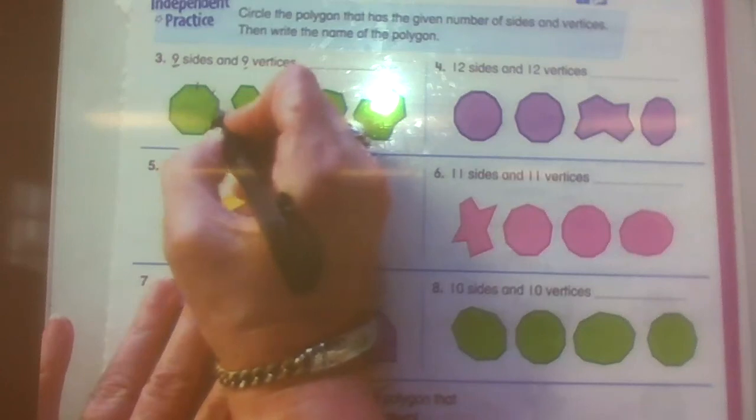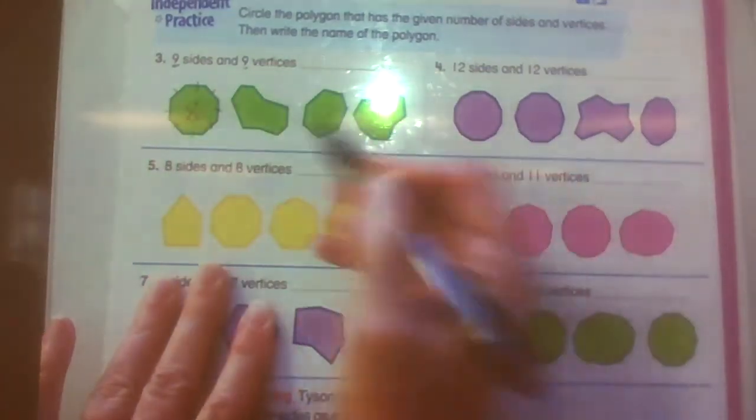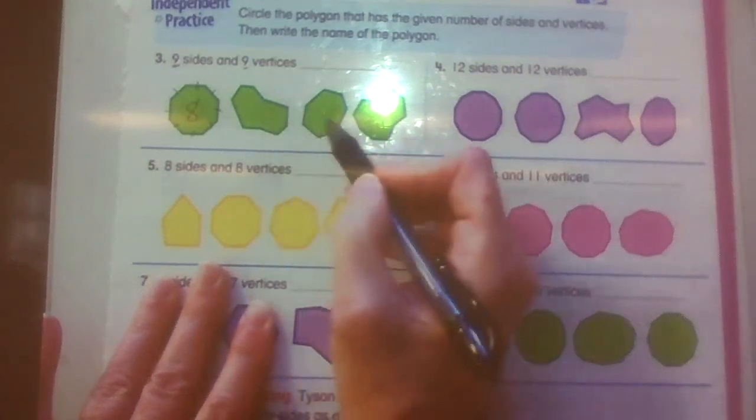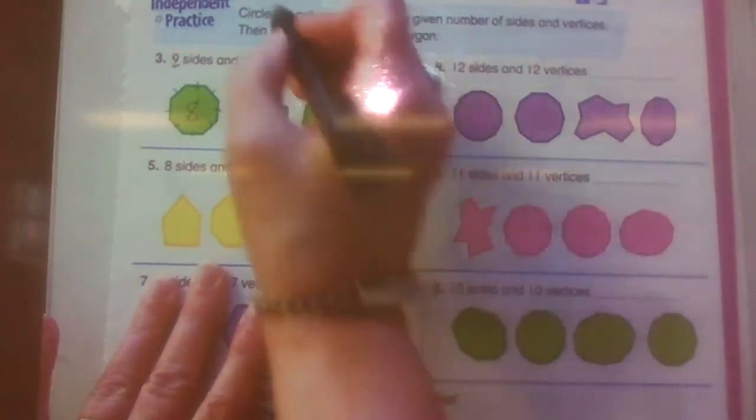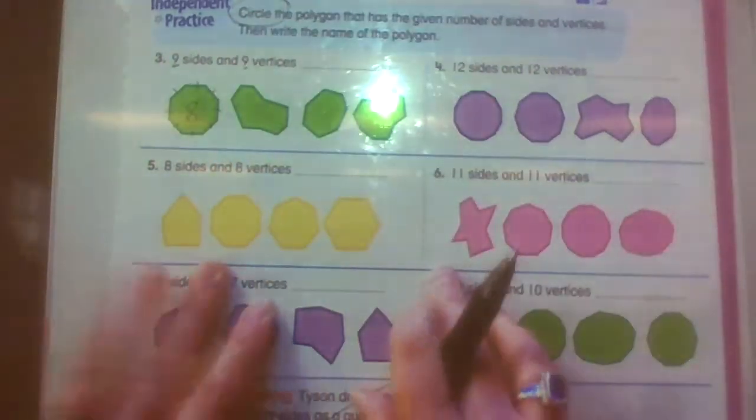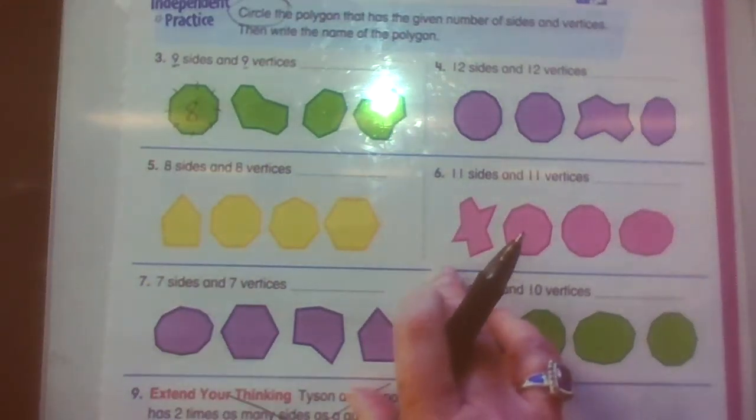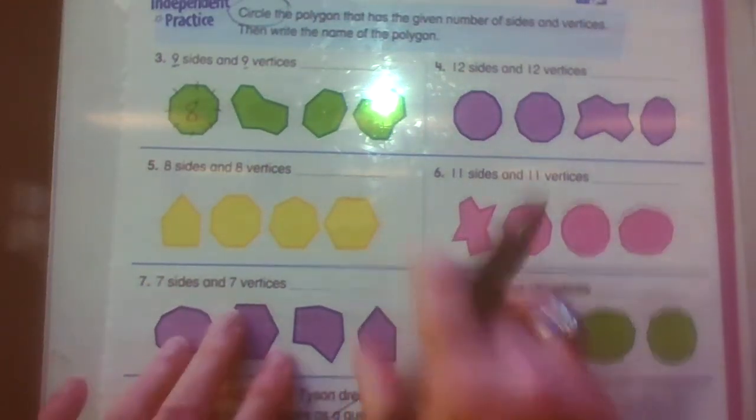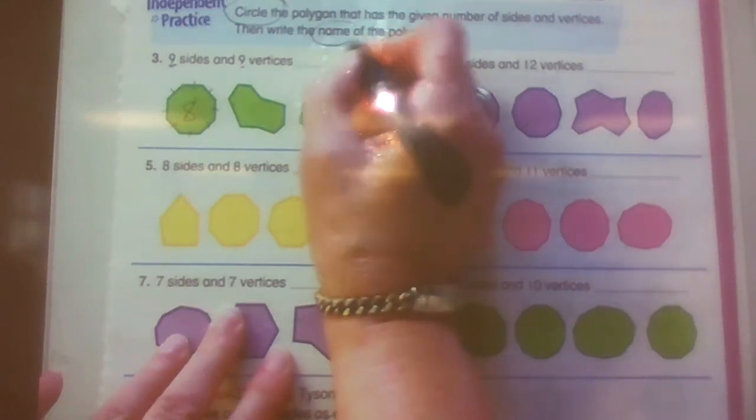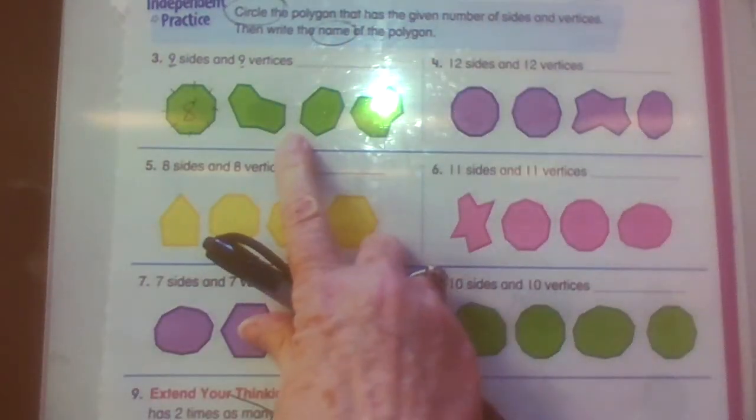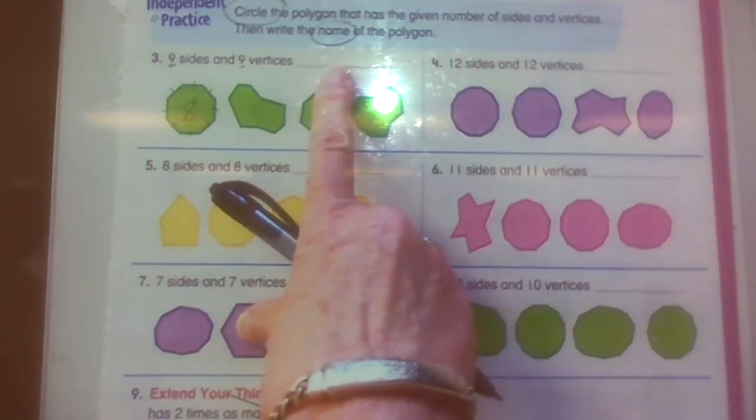So 1, 2, 3, 4, 5, 6, 7, 8. That's not it. Okay, count until you find the one that is 9, and it says circle it. So you'll circle the shape. Then you have to write its name. So there are 2 things to do. Circle and write the name.